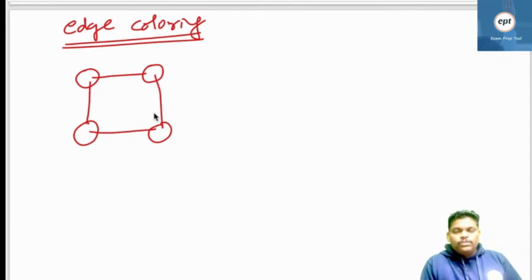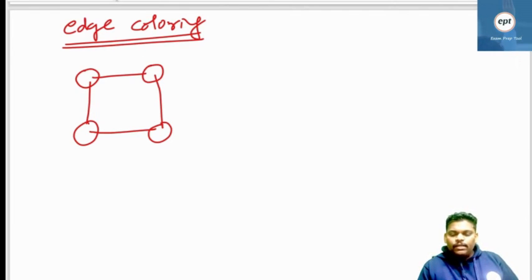So to this, how many colors are needed? Edge coloring. I am very sure you are okay with vertex coloring, right? We are just discussing edge coloring here. I didn't explain anything in the class about edge coloring, so let's discuss a little bit about it.